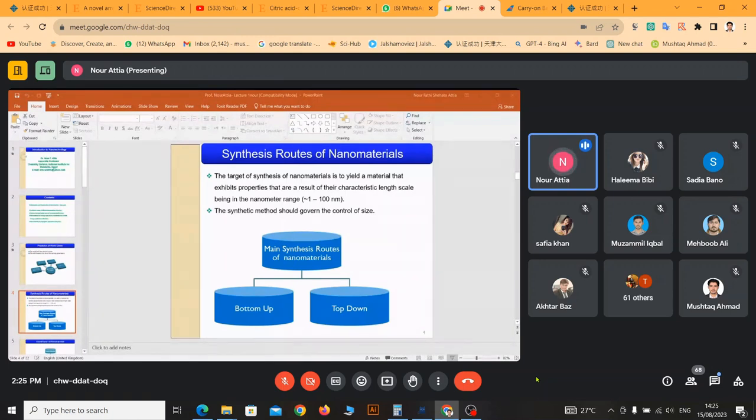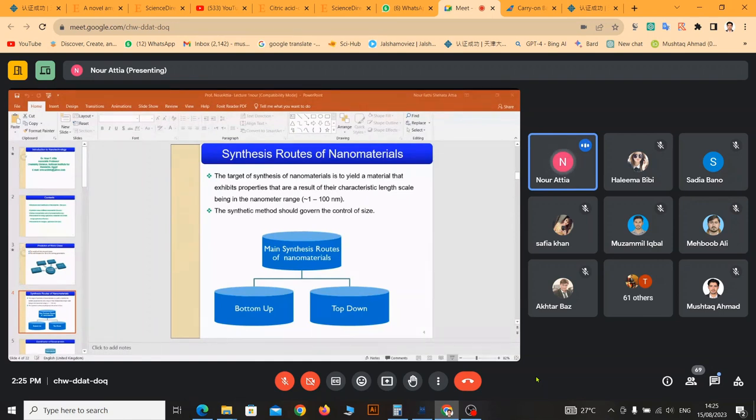For example, graphene. Graphene you can prepare in two ways. The first way is by chemical vapor deposition from molecules like methane, or you can prepare it by top-down techniques from graphite. Okay. So this is one way of the synthesis procedure.